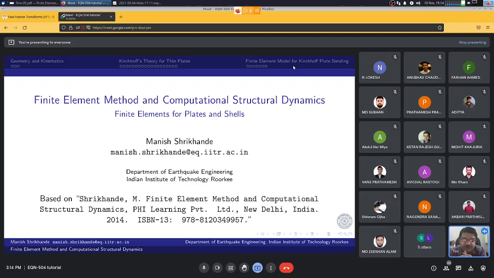The finite element model for plates and shells problem. So plates and shells are very special problems, and they are essentially extensions of what you know as structural elements as beams and arches.